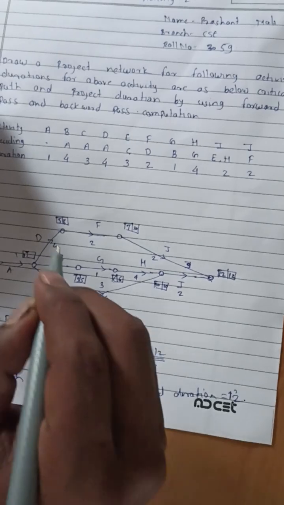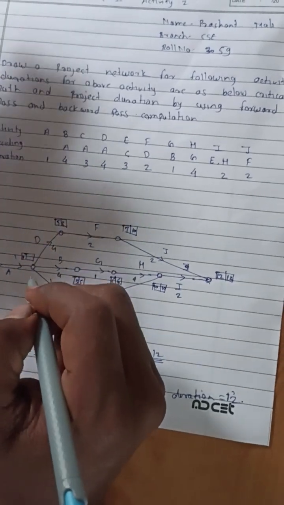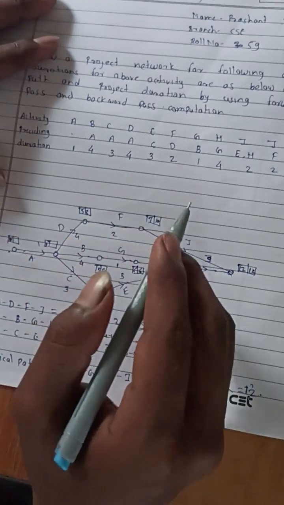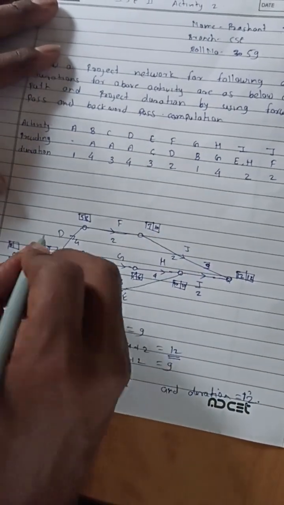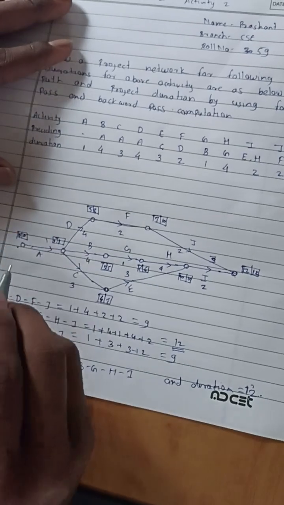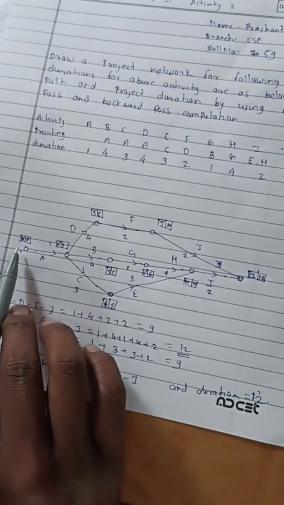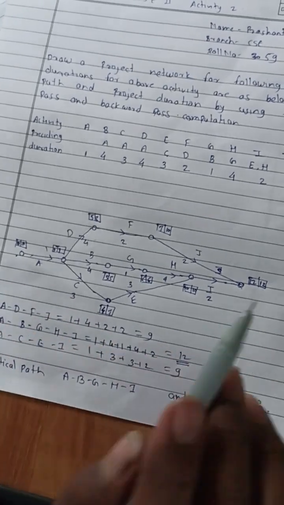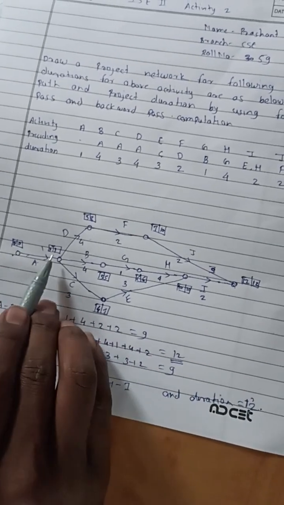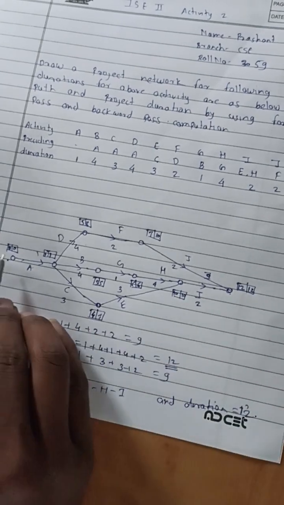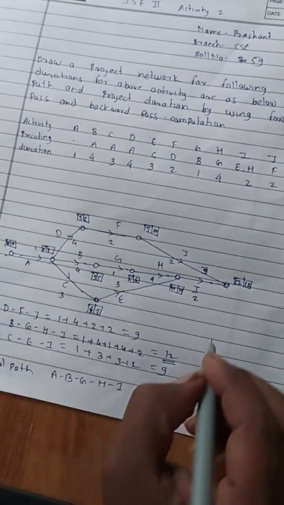7 minus 3, 4. Now 4 is a greater number and 1 is a smaller number. But in the backward path we have to write the smaller number. So we write here 1, and 1 minus 1, that is 0. The nodes which have identical figures are our critical path. See, 0 0, 1 1, 5 5, 6 6, 10 10, 12 12. So this is our critical path, and that's all.